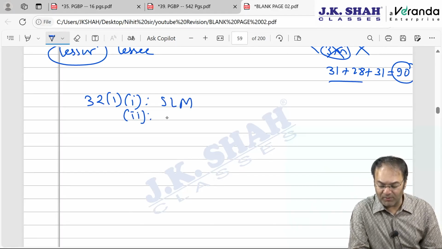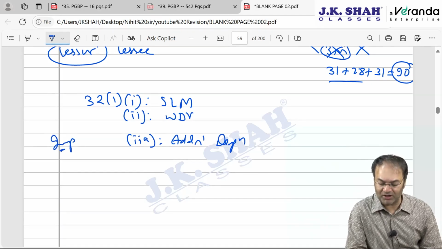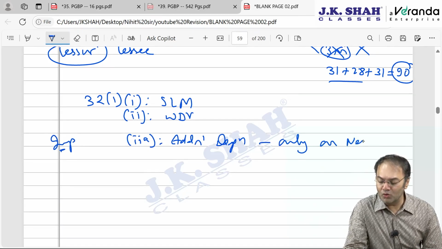Clause 2 is the WDV method of depreciation, and apart from this, clause 2A, that is additional depreciation. Additional depreciation, which we are going to discuss, is an important concept from an exam perspective. It is available only on plant and machinery, and that too new plant and machinery. Second hand plant and machinery is not eligible.